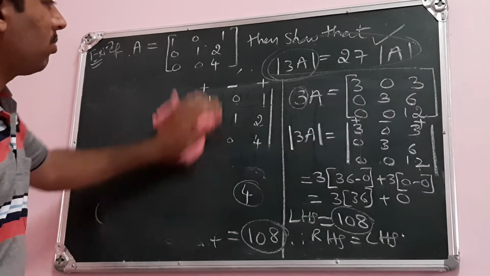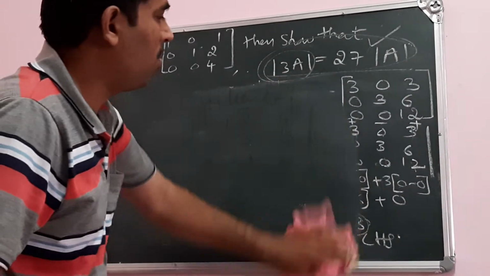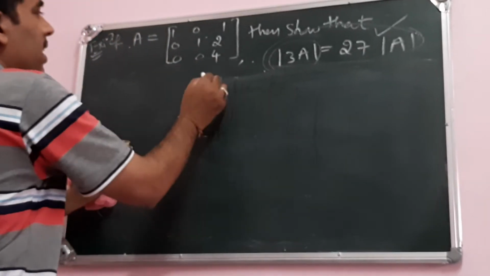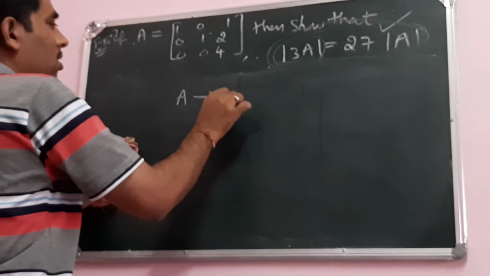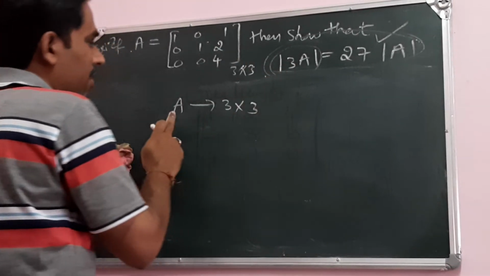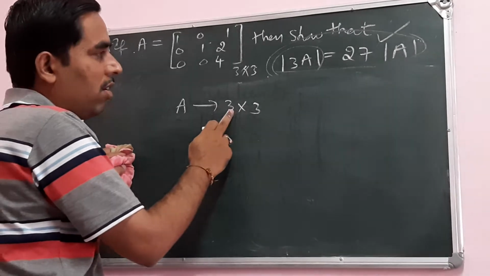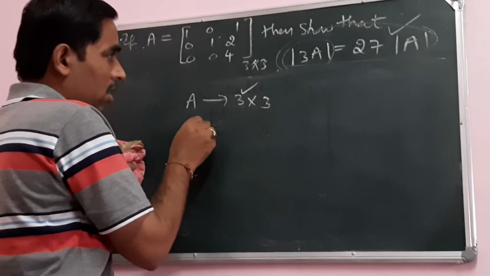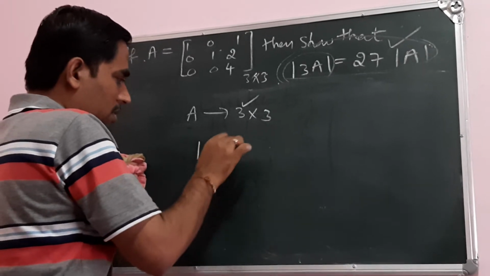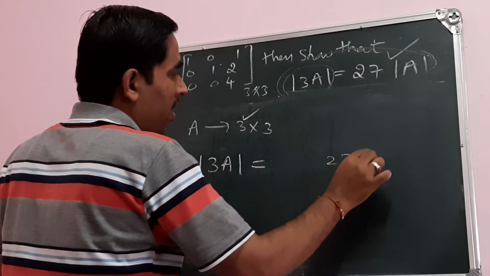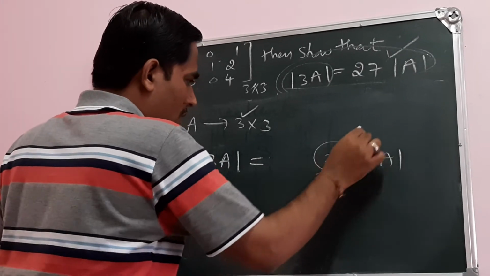One important point to be observed here is that A is a matrix of order 3 cross 3. It has 3 rows and 3 columns. If A is a square matrix, its order is 3 cross 3. So what we have proved here is that the determinant of 3A is equal to 27 into the determinant of A. So how did we get this 27?